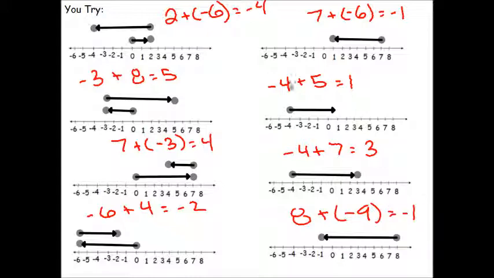So notice every single one of these I added. So if my line moved to the left, it was a negative. If it moved to the right, it was a positive. So left negative, right positive. Left negative, right positive. Left negative. So that's where all those came from. And we always equaled what we landed on.